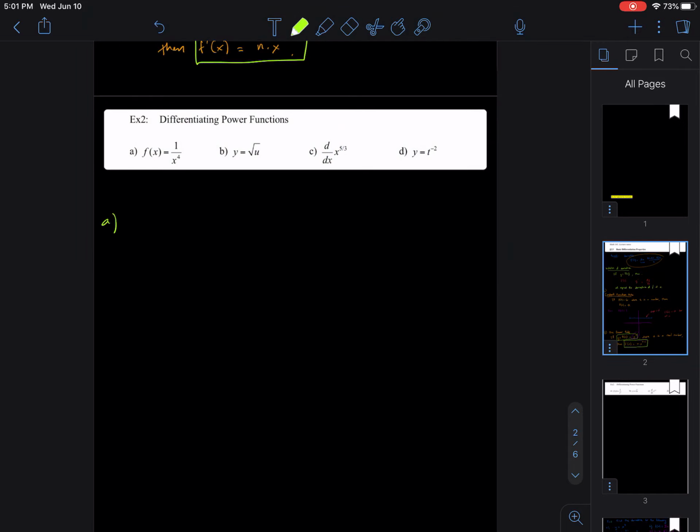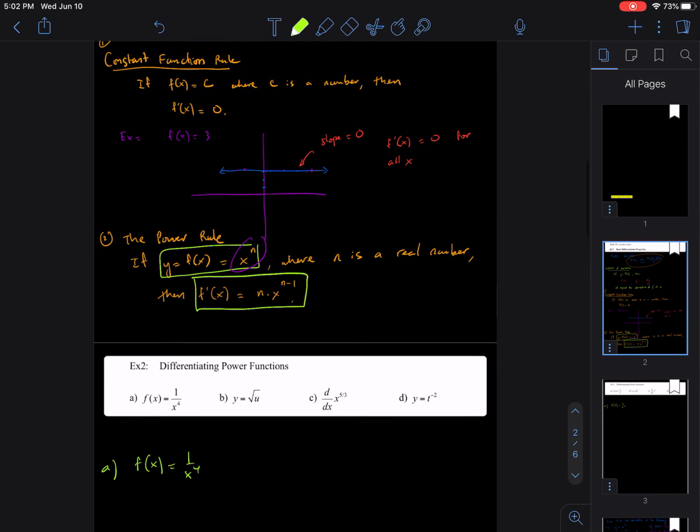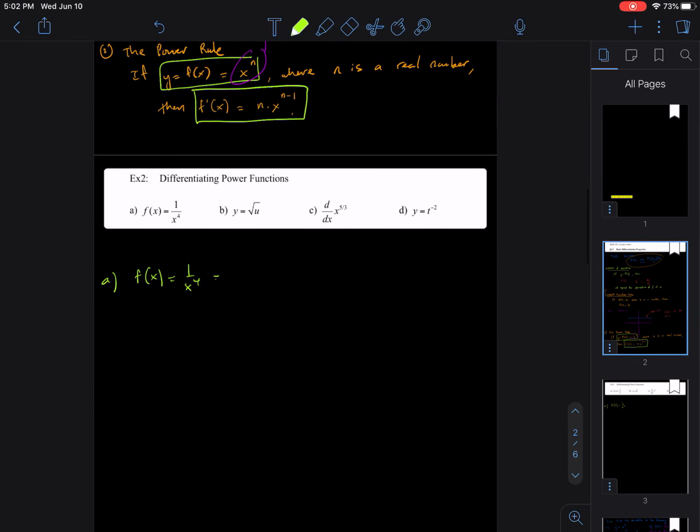A, f of x is 1 over x to the 4th. In order for us to use the power rule, it has to be in this form of x to the n power. So we want to write this so that it has x in the numerator. Well, to bring x to the 4th to the numerator, the power becomes negative. So now we can just apply the power rule. So that's negative 4x to the negative 4 minus 1, so that's negative 4x to the negative 5. So that is our answer.